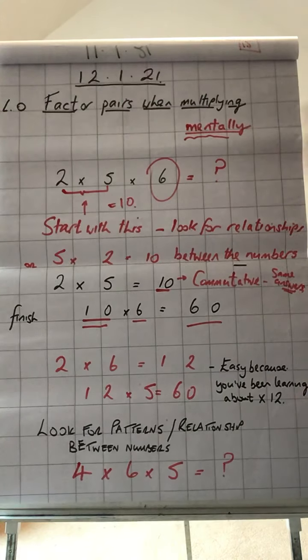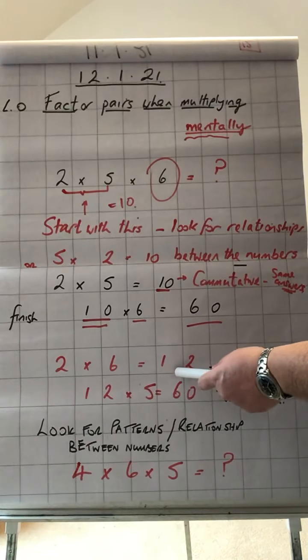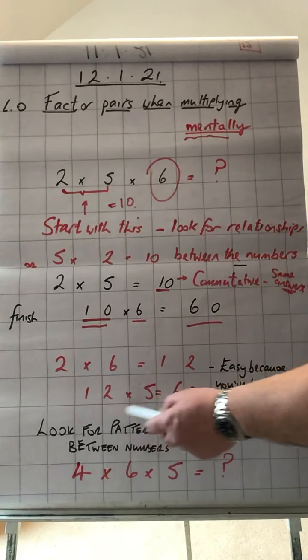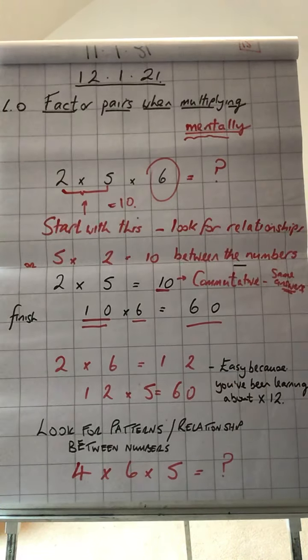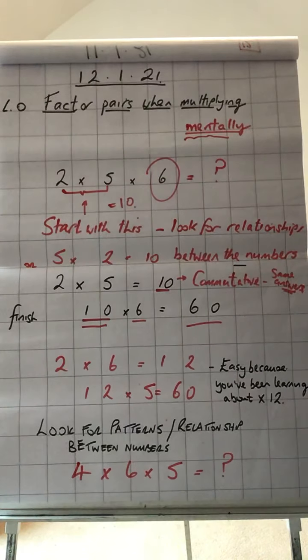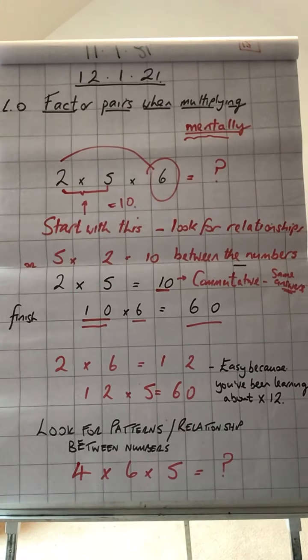You could do it another way, but it might be a bit more complicated. If I did it this way, 2 times 6 equals 12, and then I multiply by the final number, which happens to be 5, and this time 12 times 5 equals 60. You might be able to do it that way, only because we've been using the 12 times table and the 11 times table for the last week. But you need to look at factor pairs. These two numbers work better than the 2 and the 6. Multiplying by 10 is a lot easier than multiplying by any other number. So look for patterns and relationships between numbers.